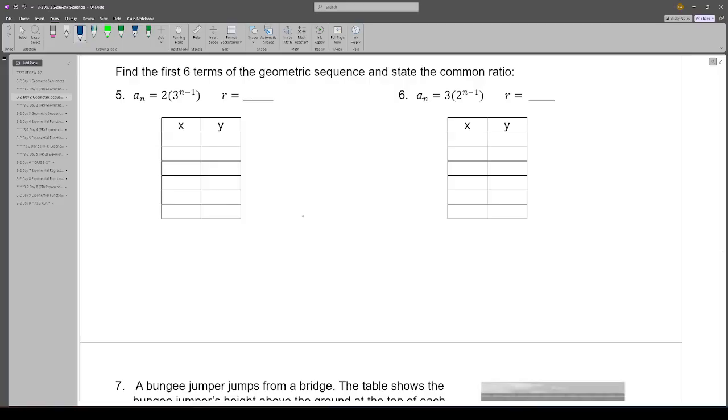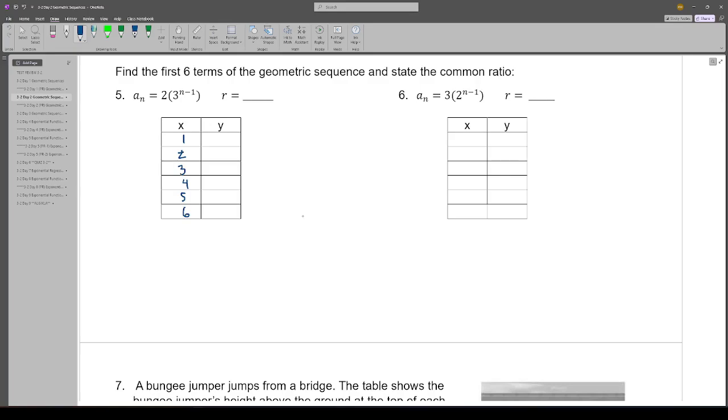We have a_n equals 2 times 3 to the n minus 1. So this is a geometric sequence. It's also an explicit formula, but we're going to use the formula recursively to find each term one at a time. So let's see, we're going to do first 6. So 1, 2, 3, 4, 5, 6.